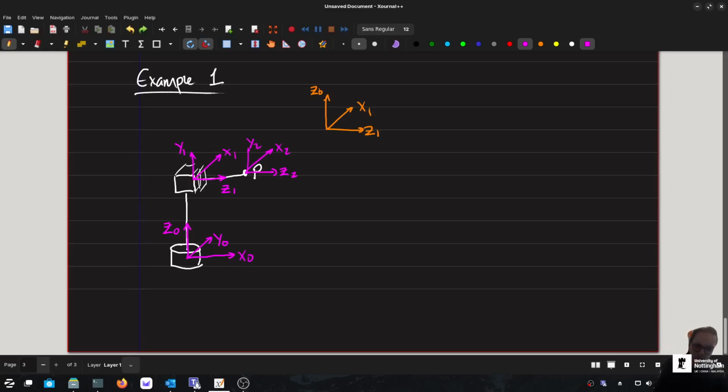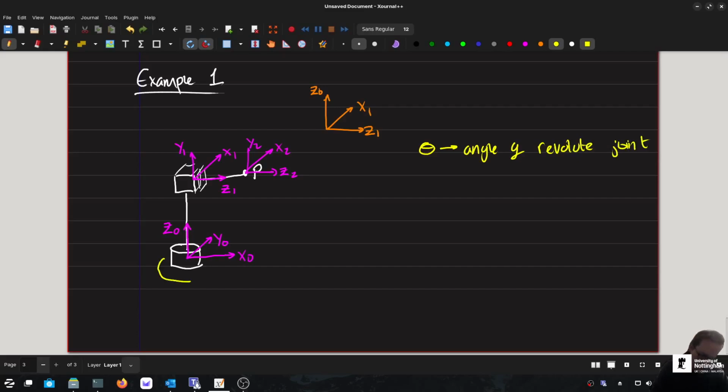So let's have a look at each of them in turn. So theta. This is the angle of the revolute joint. So in this case, it's how much this rotates. So that is our theta. It's a pretty straightforward one.